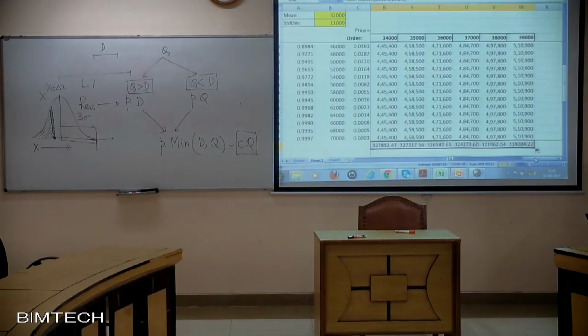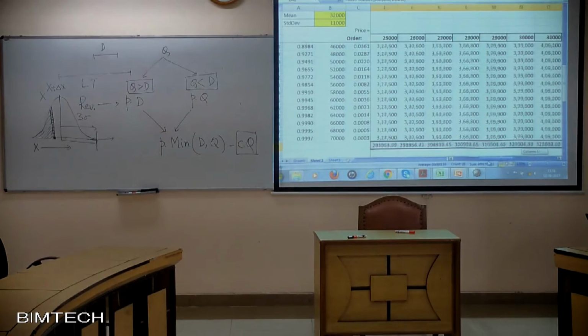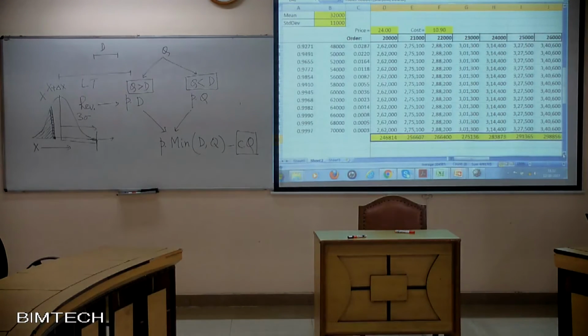I have got various expected profit values. Now I don't need decimal places, so let me just get rid of the decimal places here. There you are. So let me also highlight this with a yellow. So we have our expected profit figures at the bottom under each order quantity.